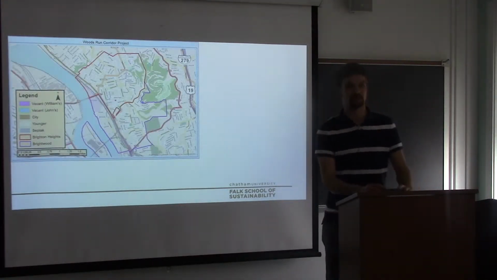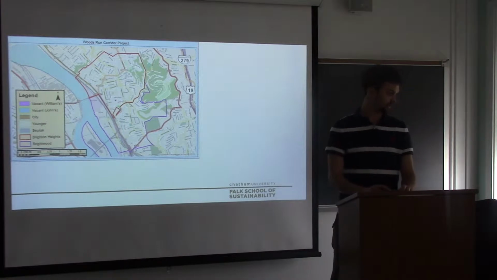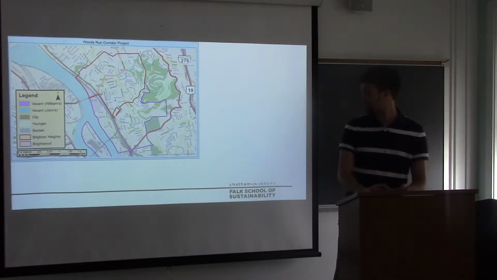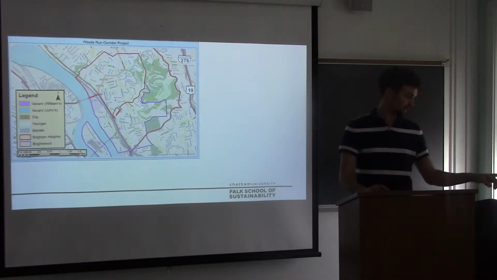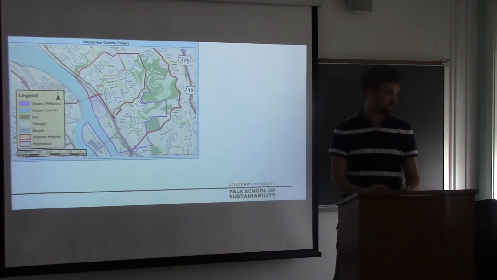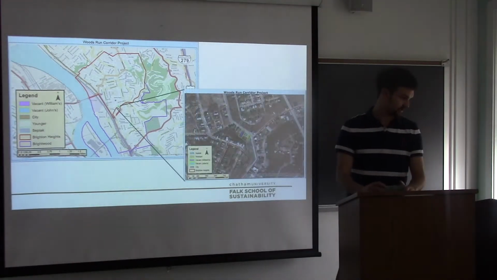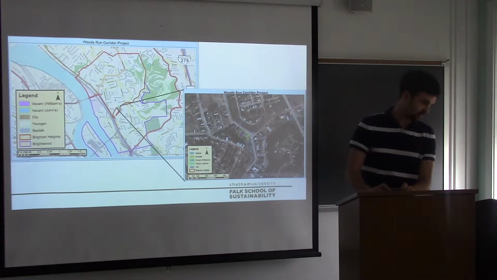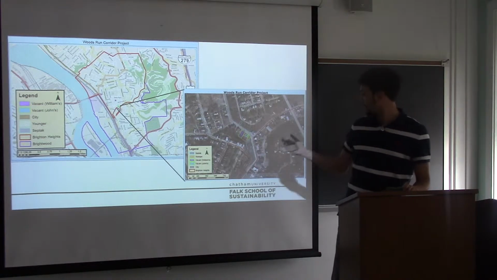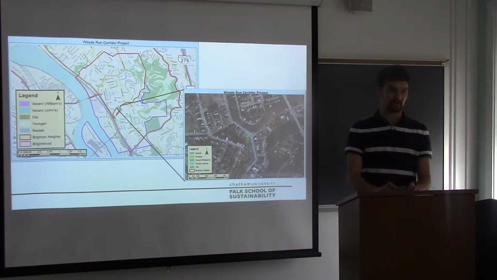To give you an idea of where these neighborhoods are located, this is just on the north shore of the Ohio River, just outside the city, with the Brighton Heights neighborhood bordered in red, and the Brightwood neighborhood just to the south of it. Where these two neighborhoods intersect is where the Woods Run Corridor lies, and this is the area that we have been examining over a semester.